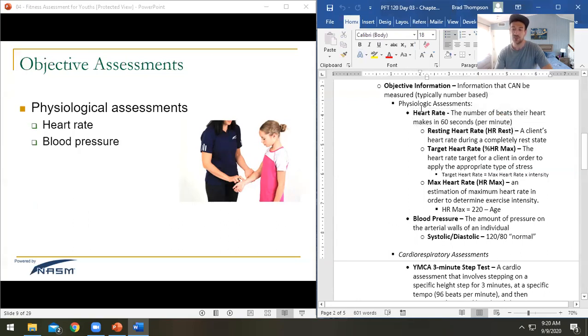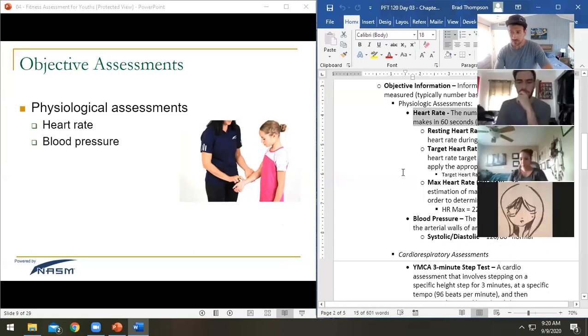So there's a couple different versions of heart rates here. When we say heart rate, we just mean number of beats in 60 seconds, right? We use heart rates during a workout. We use heart rates at a baseline. We want to know that we're just measuring the heart rate all the time. And so we've got a bunch of different variations on the heart rate here.